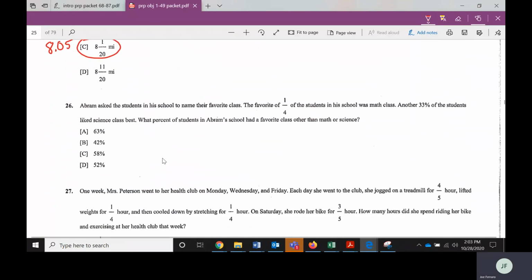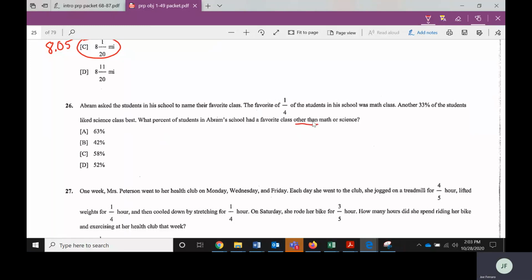So next problem. They asked the students in the school to name their favorite class. 1/4 of the students in the school said math class. Another 33% of the students like science class best. What percent of the students in Abrams School had a favorite class other than math or science? So that's going to be very key: other than math and science.